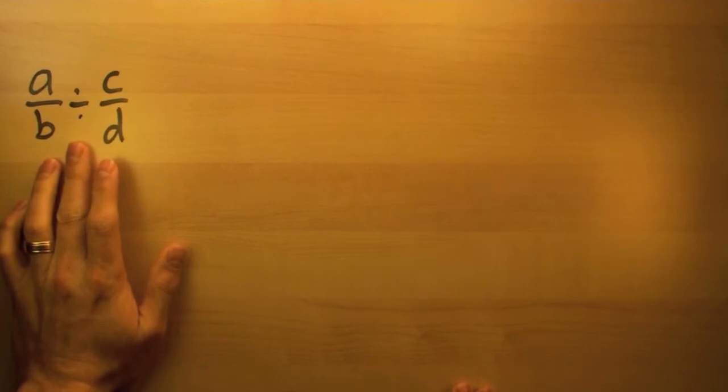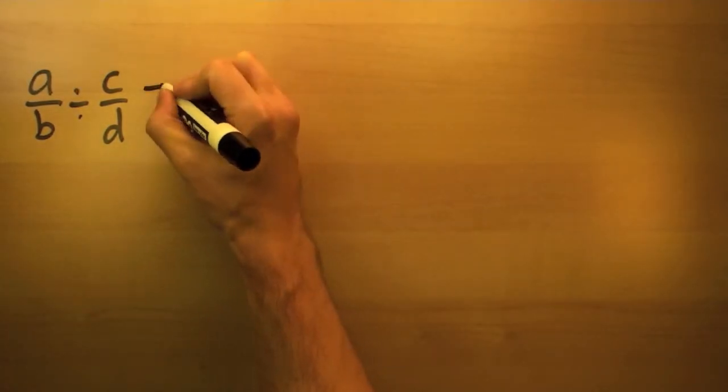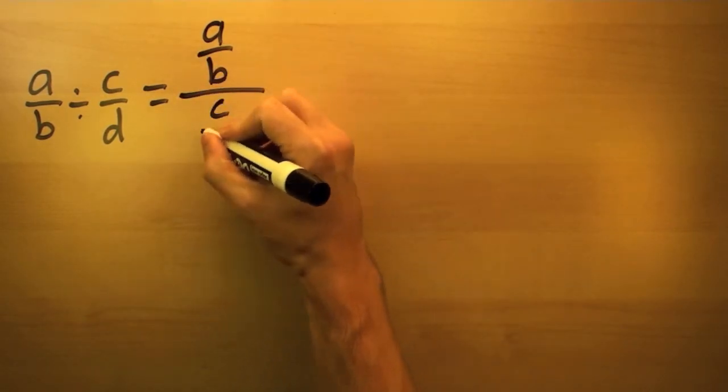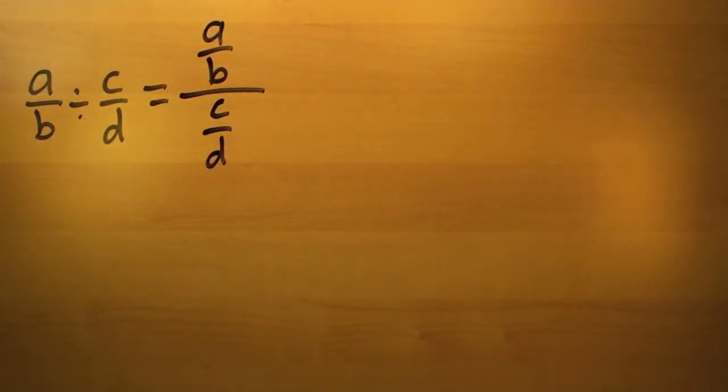Let's consider what division of fractions would look like. If we interpret the division as a fraction, which we're allowed to do, then we'll get what's called a complex fraction, or fractions inside of fractions. This would be a over b over c over d. So we're dividing one fraction by the other.